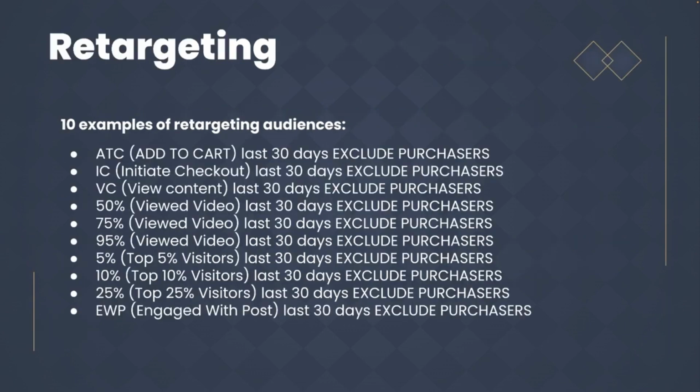For example, add to cart last 30 days, exclude purchasers. You want to exclude purchasers in any of the retargeting audiences unless you are specifically advertising to people who bought your product to maybe buy it again or to buy another product from your store, but you want to always exclude purchasers from your retargeting audiences. So initiate checkout last 30 days, exclude purchasers, view content last 30 days, exclude purchasers, 50% viewed video last 30 days, exclude purchasers, 75% viewed video last 30 days, exclude purchasers, and so on.